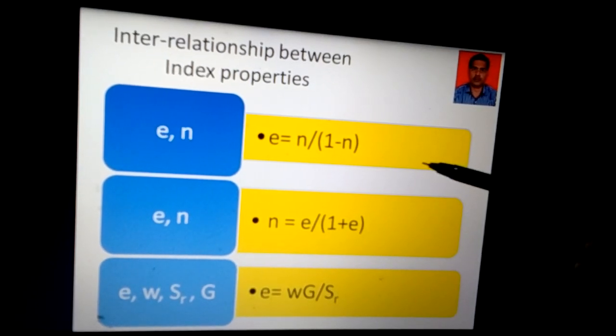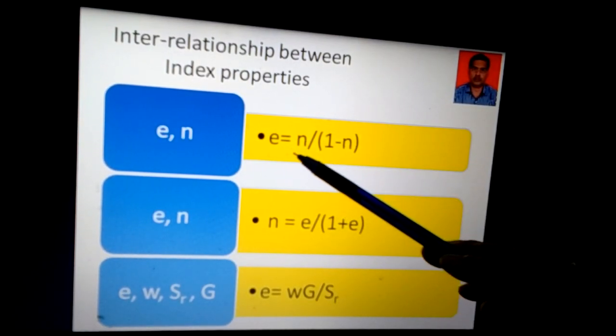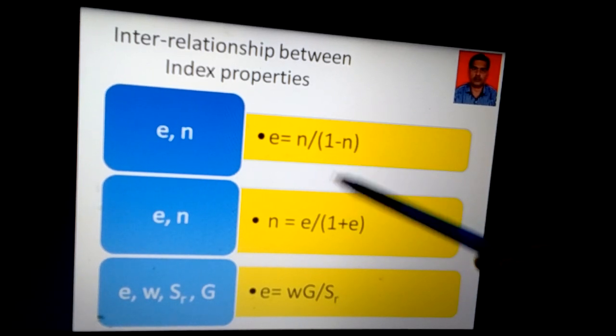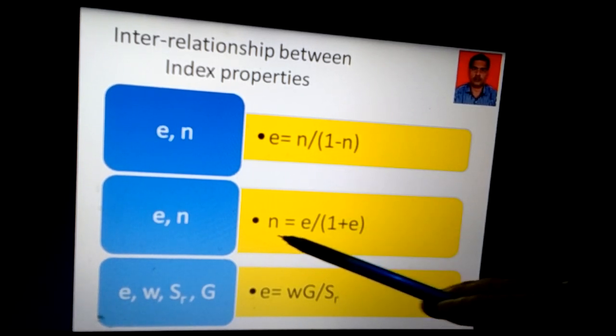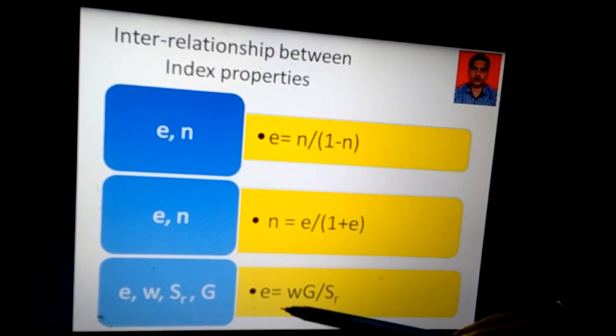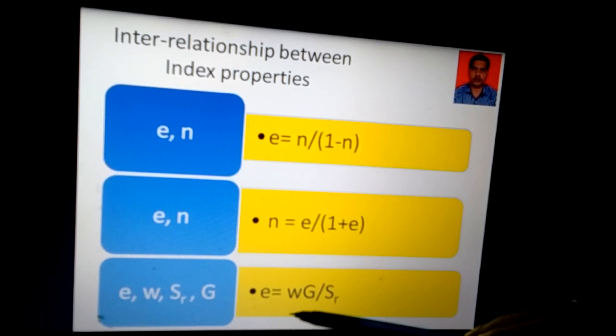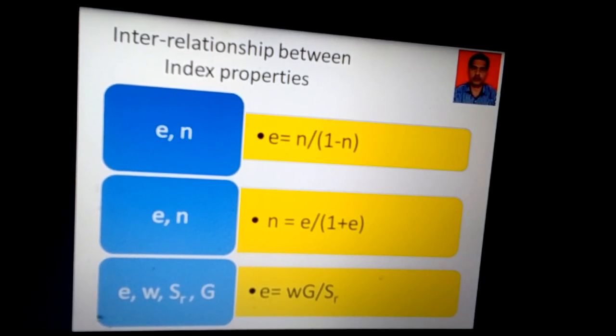Then some interrelationships we will discuss. Relationship between void ratio and porosity: e equals n divided by 1 minus n, then n equals e divided by 1 plus e. The relationship between void ratio, water content, specific gravity and degree of saturation, that is e equals wG by Sr.